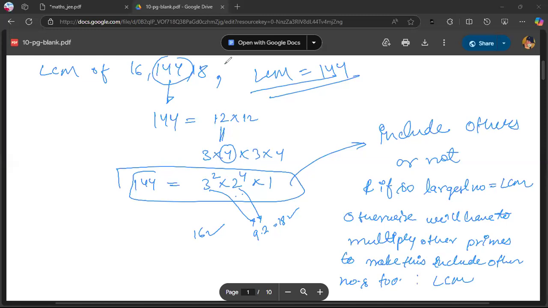Otherwise, let's say if there is 7 also, then still we'll find the prime factorization of the biggest number, 144. We have found 16 here, 18 here, but there is no 7 here. So we needed to multiply 7 on both sides. Now 16 is there, 18 is there, yes, 9 into 2, and 7 is there. So 144 into 7 will be the LCM. Got it?